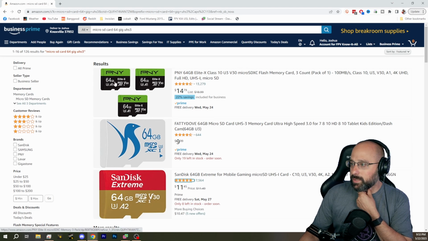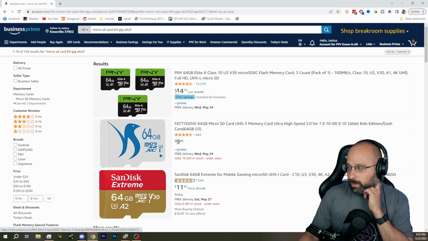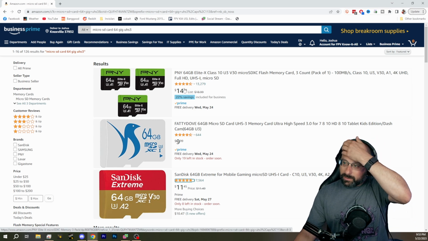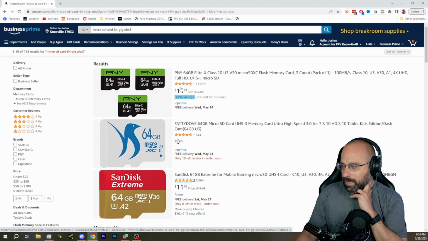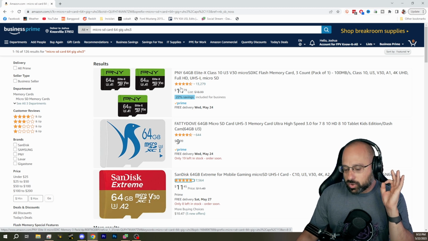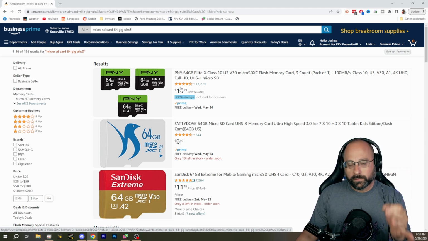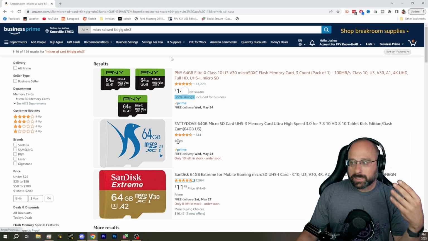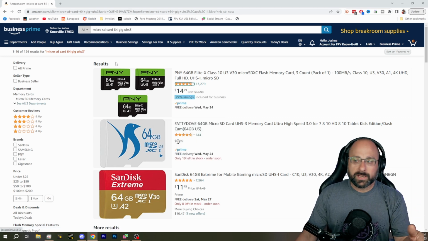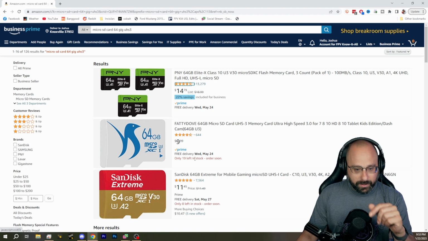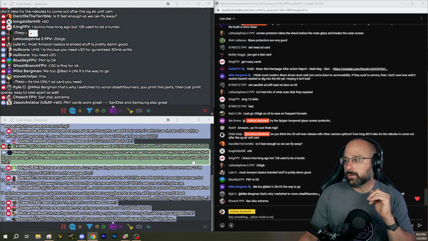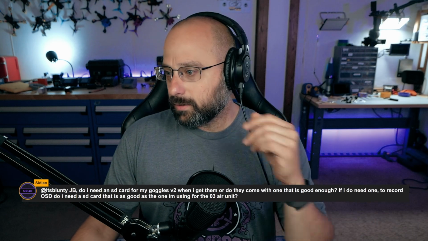And if you really want to, you could get something like this, which is 3 for $14. But I just don't think you want to skimp on SD cards because it's so annoying when you lose footage. And again, I may be speaking as a professional here, and a hobbyist might care less about that, but it's so annoying when you lose footage because your SD card was shitty.